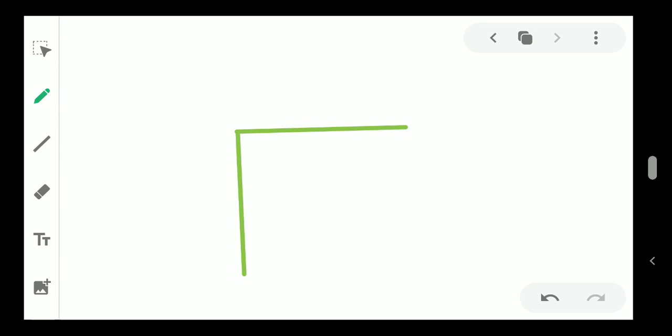Okay, and I have given names, this is A, O and B. So you know that this is looking like an L, so this much is my 90 degree. But what is this much? So this is very interesting. I don't know what this much is.